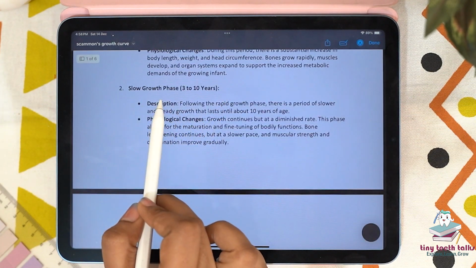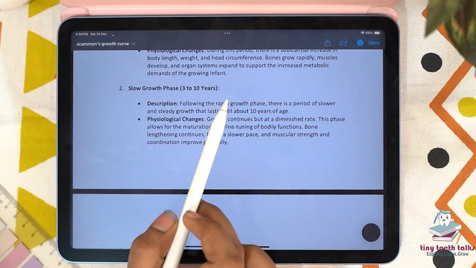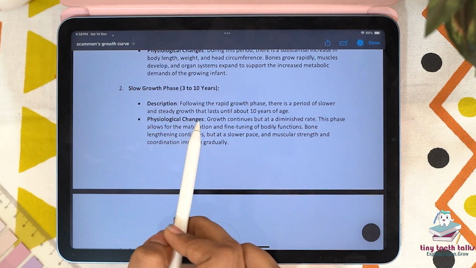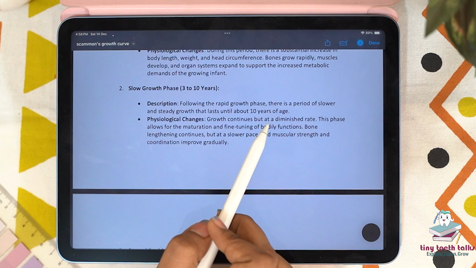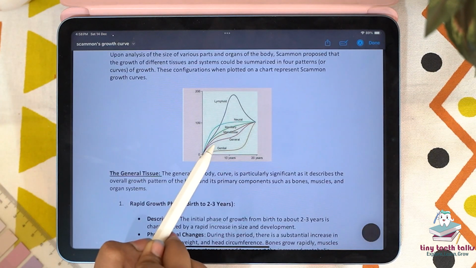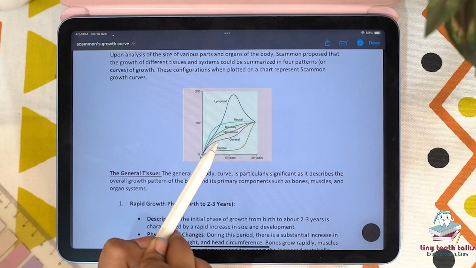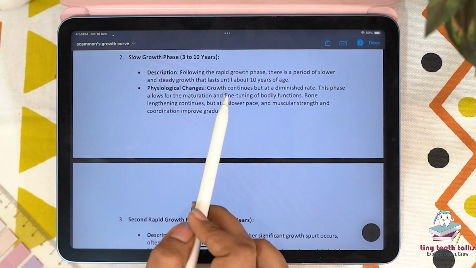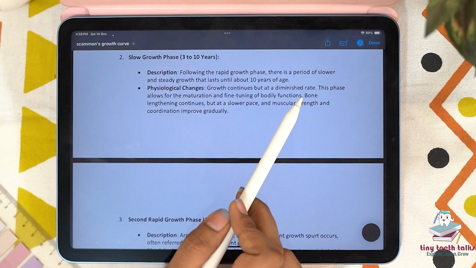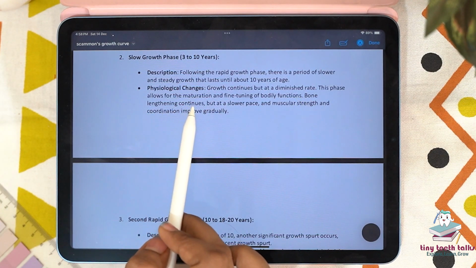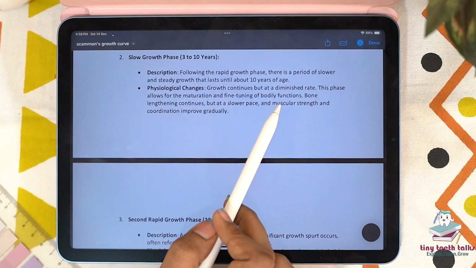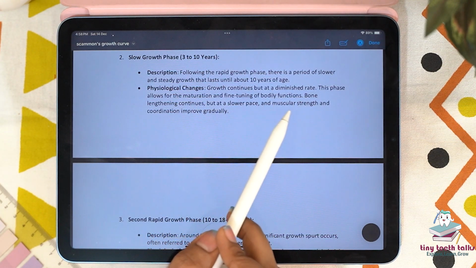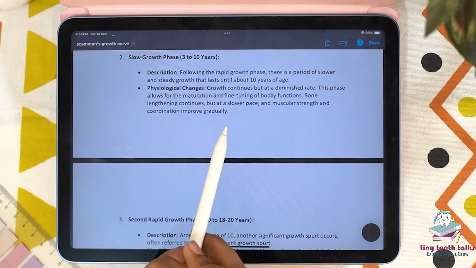Then there is a slow growth phase, which is 3 to 10 years. Following the rapid growth phase, there is a period of slower and steady growth that lasts until about 10 years of age. From 2 to about 10 years, there is slow and steady growth. What physiological changes are there? Growth continues but at a diminished rate. This phase allows for the maturation and fine-tuning of the bodily functions. Bone lengthening continues but at a slower pace, and muscular strength and coordination improve gradually.